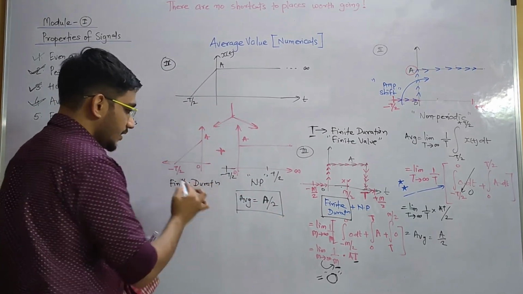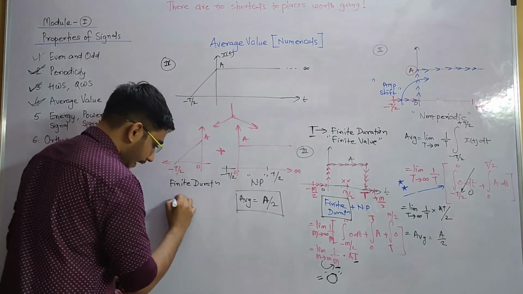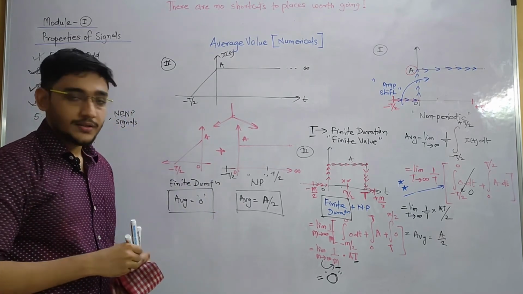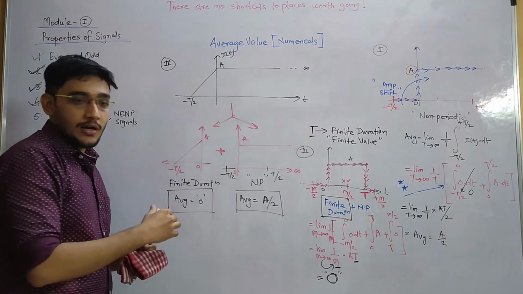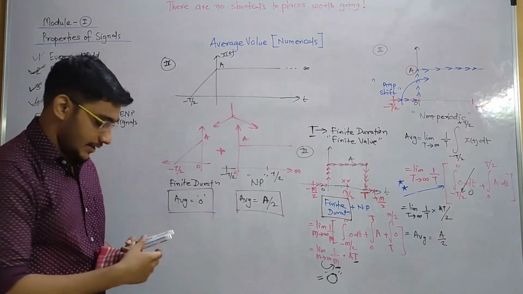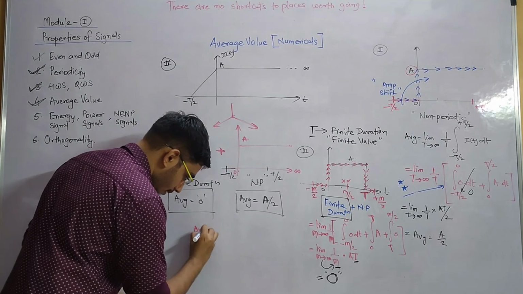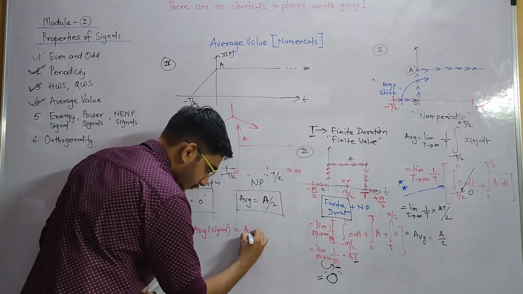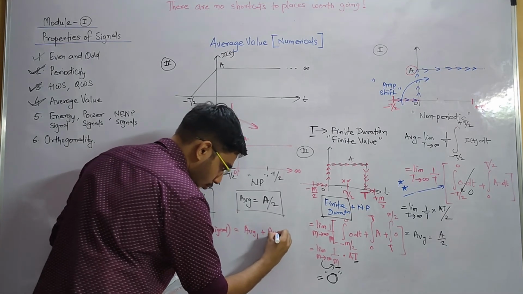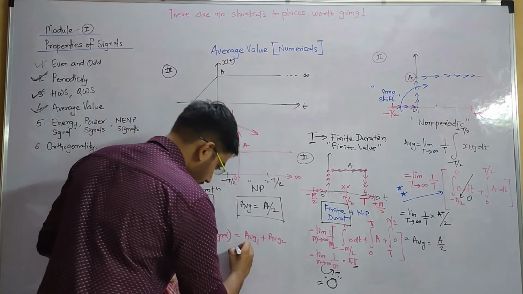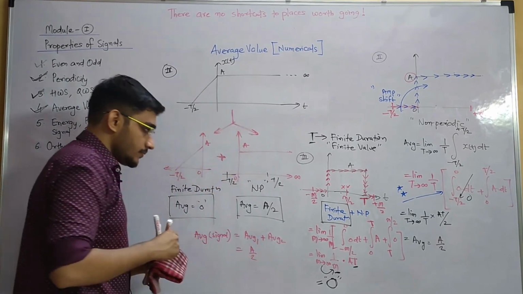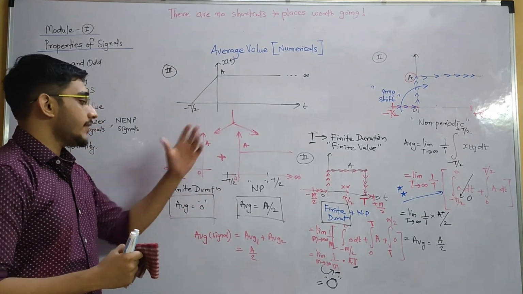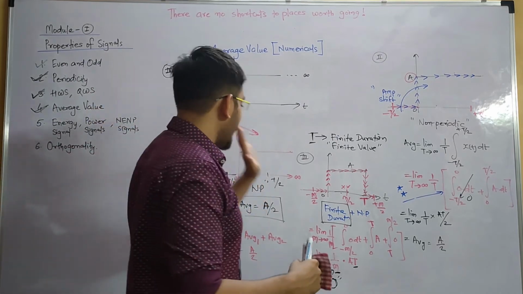And for this finite duration signal, you know that finite duration signals have average value equal to 0, right? Correct. So what will be the average value of this signal? The addition of these two values, right? So the average of the signal is equal to average value 1 plus average value 2, right? So that will be equal to A by 2. Done. So here we have made strictly the use of properties and we have tried to get the average value of the signal.